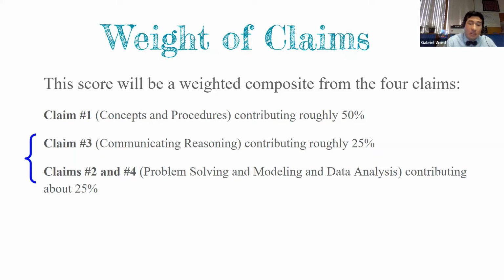And those other claims, claims 2, 3, and 4, are more like our practice standards that don't change no matter whether you're in kindergarten all the way to high school. Those are communicating, reasoning, problem solving, and modeling and data analysis. That's another 50%. So really half the test comes from claims 2 through 4, and half of the test is claim 1.